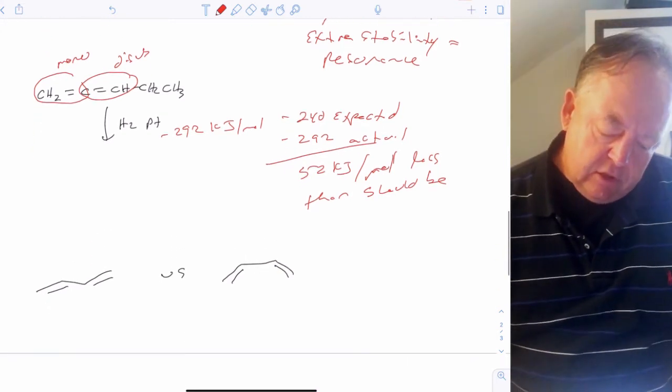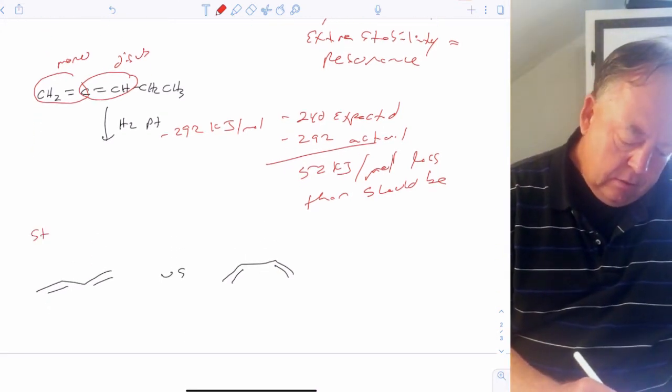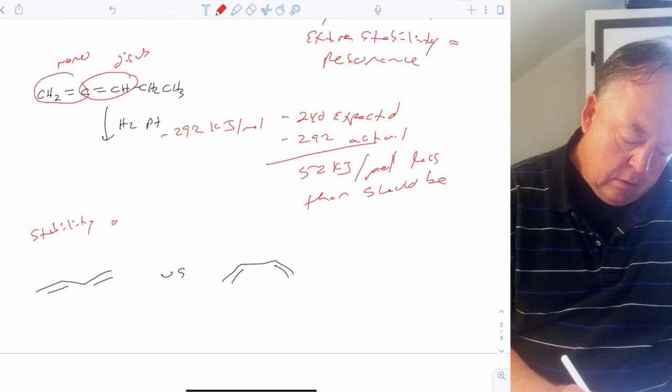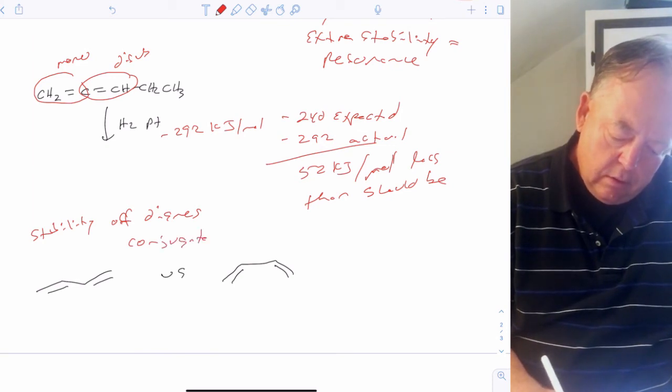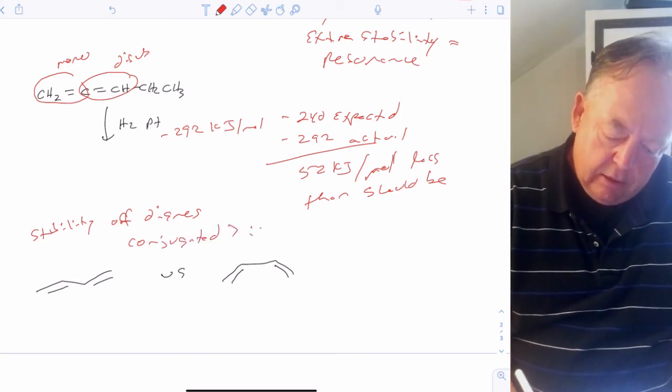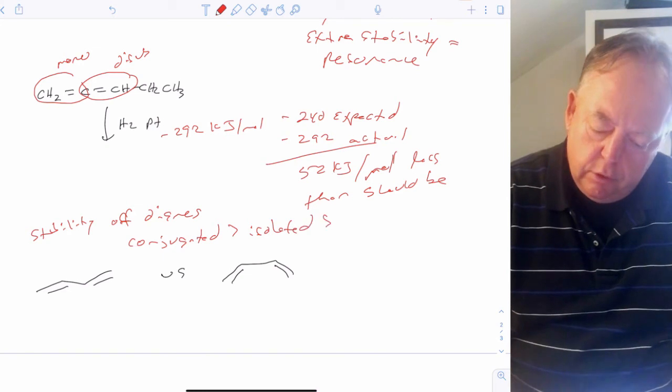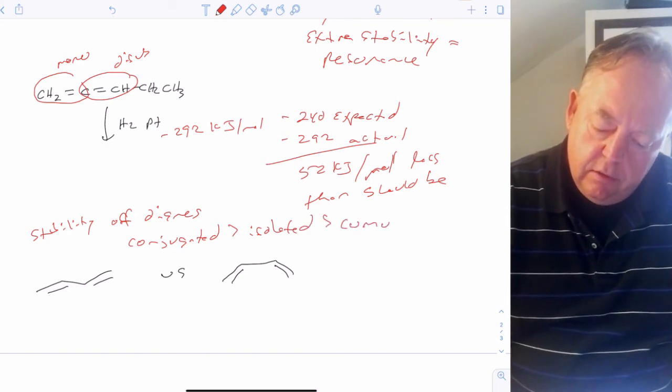So basically the stabilities of dienes: conjugated is more stable than isolated, which are more stable than cumulated.